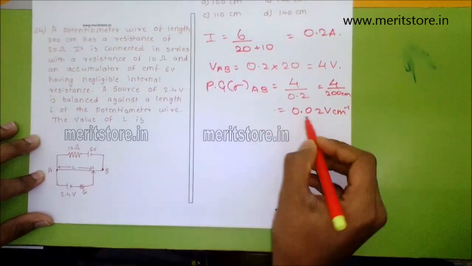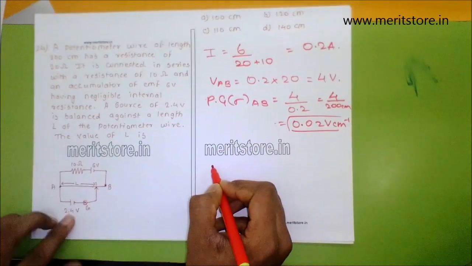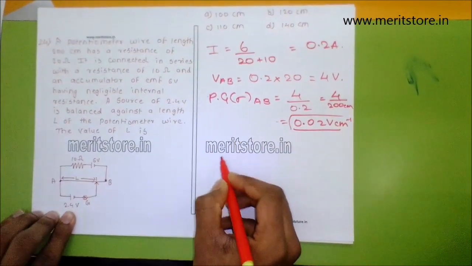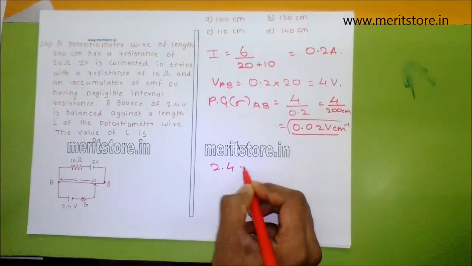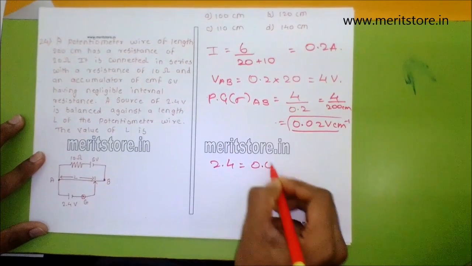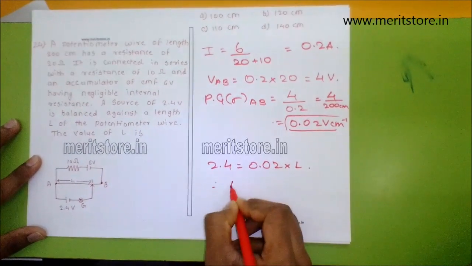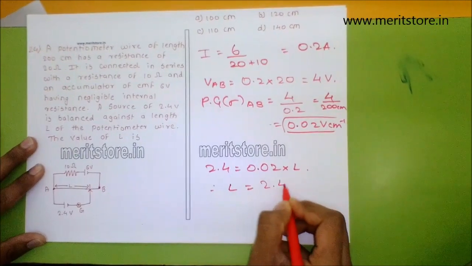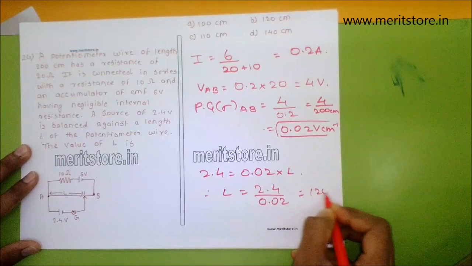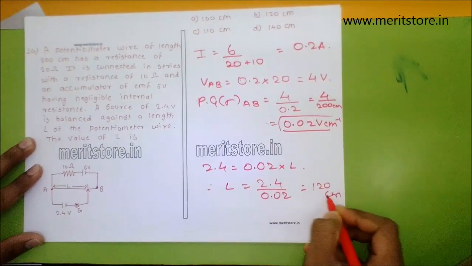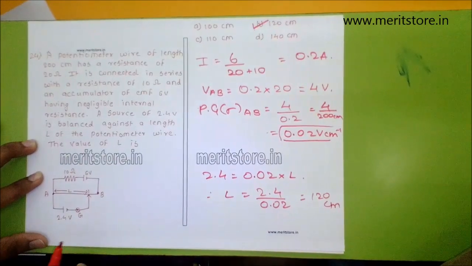Therefore, this potential gradient is used to balance the cell of 2.4 volts. Therefore, 2.4 volts is balanced by a potential of 0.02 volts per centimeter up to a length of L. Therefore, L is equal to 2.4 divided by 0.02, which is equal to 120 centimeters. 120 is option B. Hence, option B is the right answer.